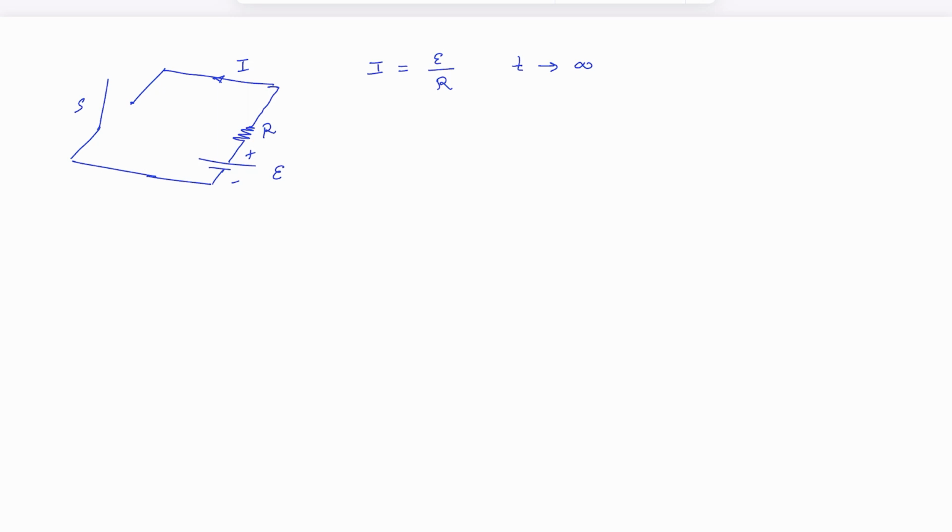What it means is that it takes some time for this I to build up to this value. It does not get to that value instantaneously. And why does that happen? Well, let's say initially there's no current in the circuit, and then I push this switch down so that the circuit is completed. That means that the current I begins to grow in this circuit.